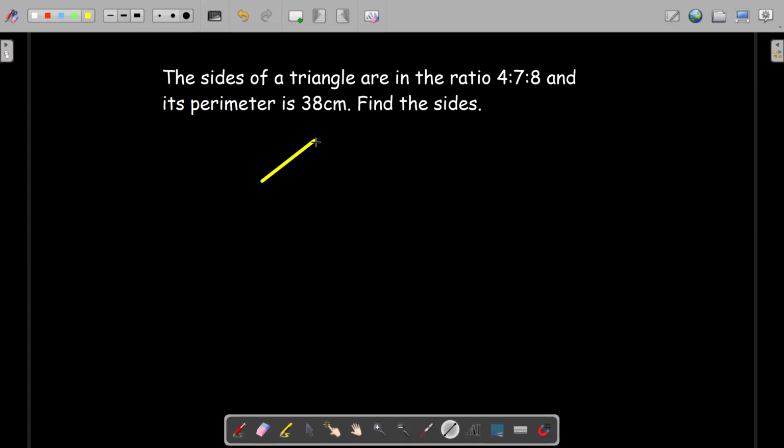We could have a triangle that looks like this. Okay, and the three sides, let's say this side is side X, this side is side Y, and this is side Z. Okay, now we are given the ratio of the sides. The ratio of the sides is 4 to 7 to 8.